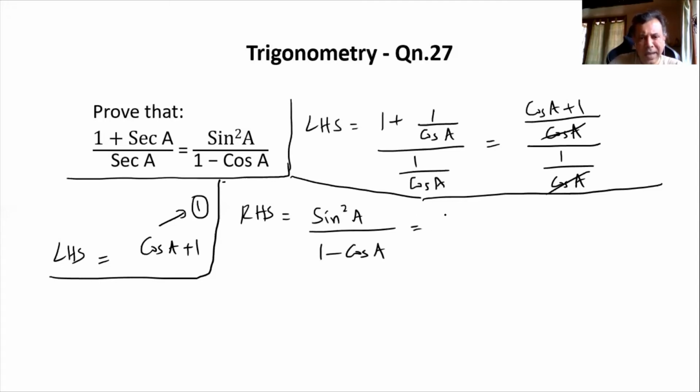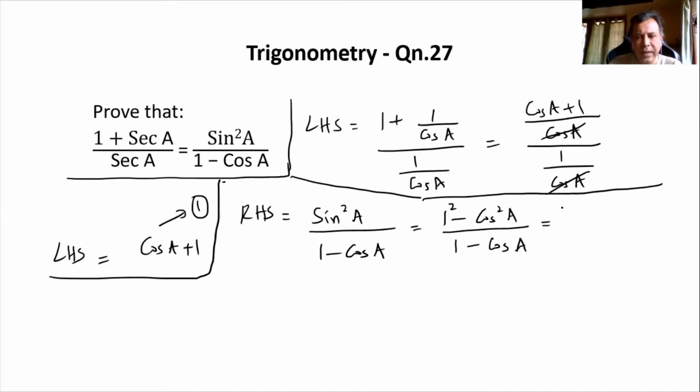Sine square A can be written as 1 minus cos square A using the first trigonometric identity, which is sine square A plus cos square A is equal to 1. That means we can write sine square A as 1 minus of cos square A divided by 1 minus cos A. So here this 1 can be written as 1 square. So it looks like, in the numerator, A square minus B square.